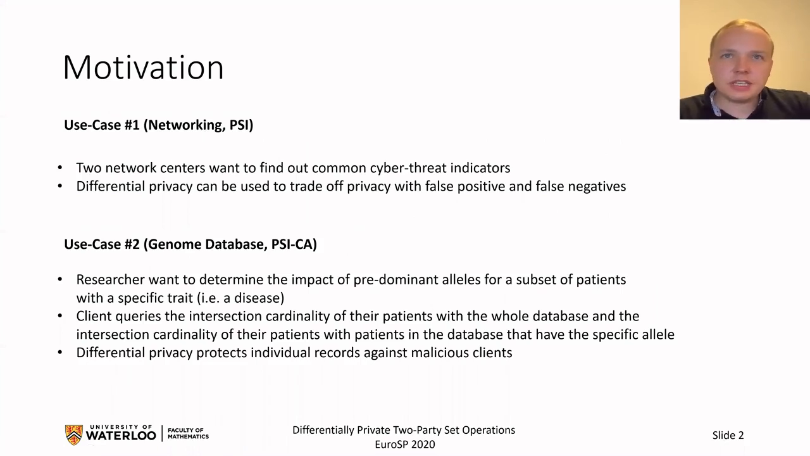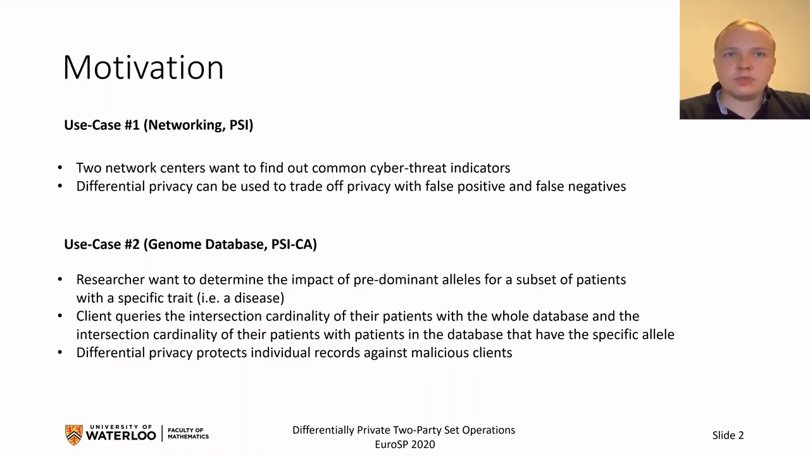So we're specifically going to look at computing predicates or functions on top of the result of a private set intersection. So this could be interesting. For example, when two network centers want to find out common cyber threat indicators, then they could employ differential privacy as a predicate to trade off privacy and utility, which in this case are false positives and false negatives, on top of the intersected elements.